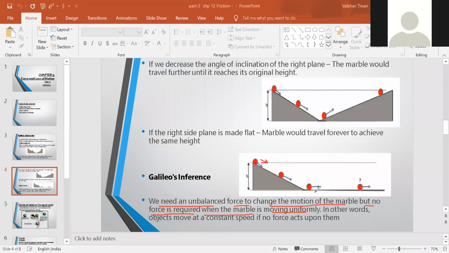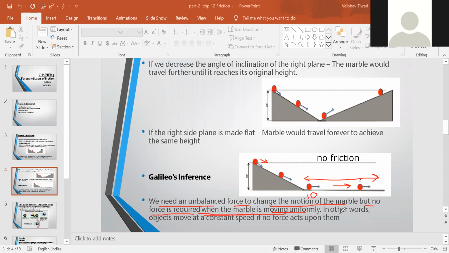He is talking about this path. Once the marble has gained a speed, suppose at this point it was having a speed of 10 meter per second or 10 centimeter per second, and it is moving on a straight path, and if there is no friction or external force acting on it, then the marble doesn't need any more force to keep it in motion. Means no force is required when the marble is moving uniformly.